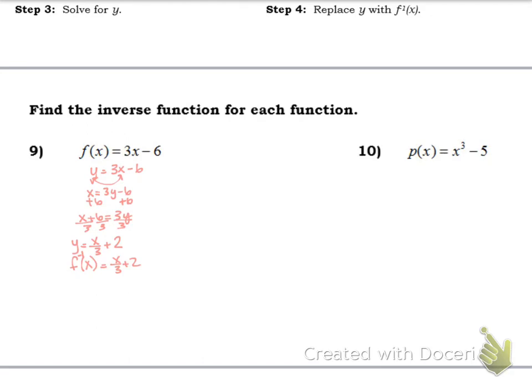Okay, my next one here, y equals x cubed minus 5. We interchange. Solve for y, so first get rid of the things not attached to it. Opposite of cubing is cube rooting. So I'll get y is equal to the cube root of all of that, x plus 5, and then we interchange our y to be f of negative 1 of x, and that's the cube root of x plus 5.